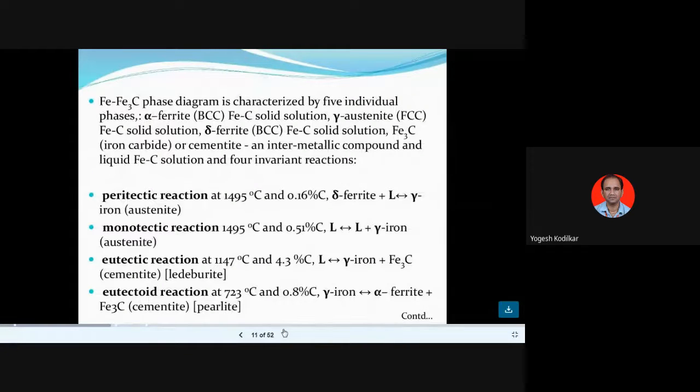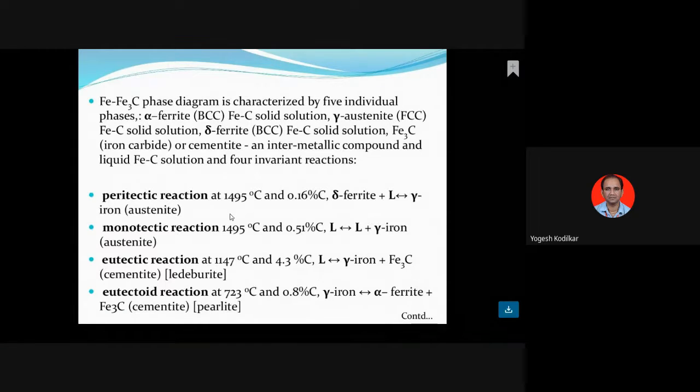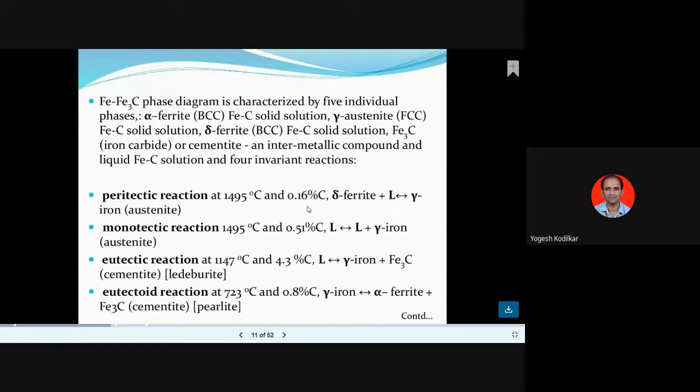The Fe-Fe3C diagram is characterized by five individual phases. Alpha ferrite phase, that is BCC structure, Fe-C solid solution, then gamma austenite phase, FCC solid solution, then delta ferrite phase, again Fe-C solid solution, and Fe3C iron carbide or cementite, an intermediate compound, and liquid Fe-C, and four invariant reactions. These are the reactions. Peritectic reaction at that high temperature, that is 1495 degrees Celsius and 0.16% carbon. The delta ferrite plus liquid gives rise to gamma iron austenite phase. That is the peritectic reaction, or called the high temperature reaction.